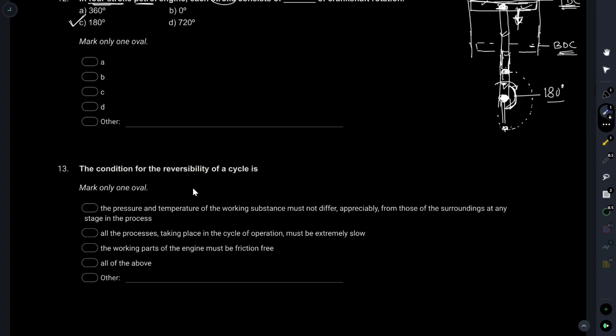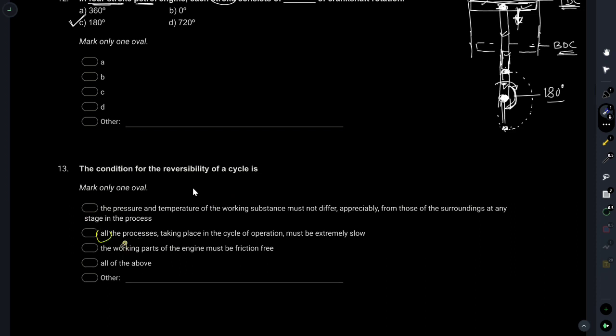And in that case we'll be neglecting all these frictions, right? So let us see what these options are. Here it is saying that the pressure and temperature of the working substance must not differ appreciably, right? So there will be no large change in these properties from those of the surroundings at any stage in the process. At any stage of the process, there will be no appreciable change in pressure and temperature of the working substance. So this can be the answer. Obviously, I have told you, right?